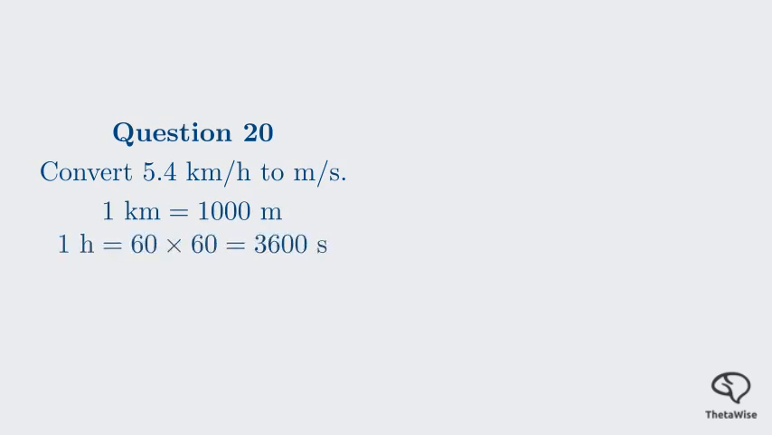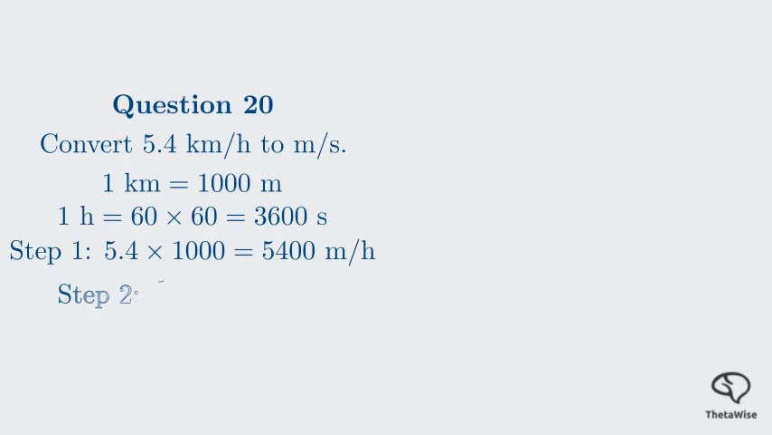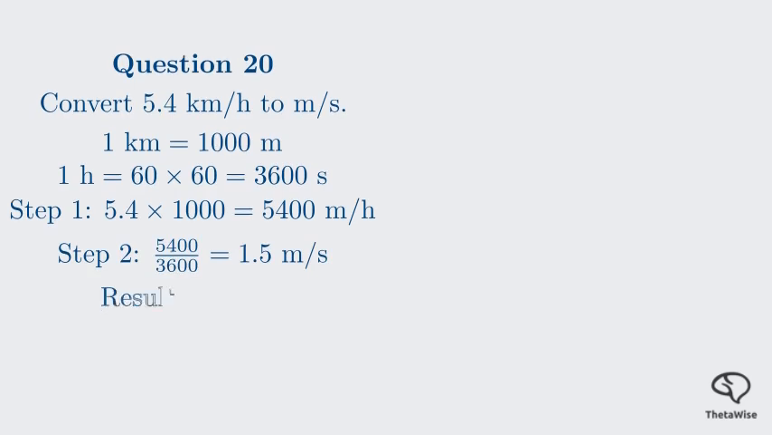Step 1. Convert kilometers to meters. 5.4 times 1,000 equals 5,400 meters per hour. Step 2. Convert hours to seconds by dividing by 3,600. 5,400 divided by 3,600 equals 1.5. So, 5.4 kilometers per hour is exactly 1.5 meters per second.